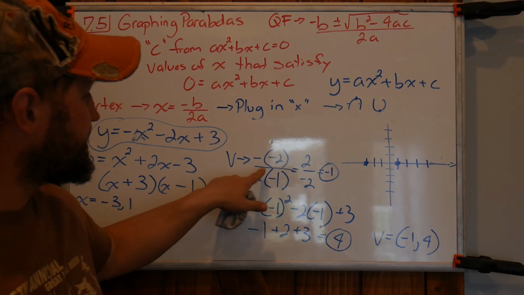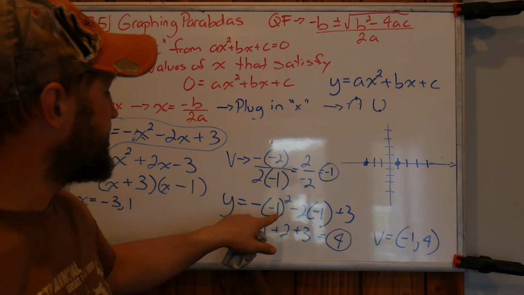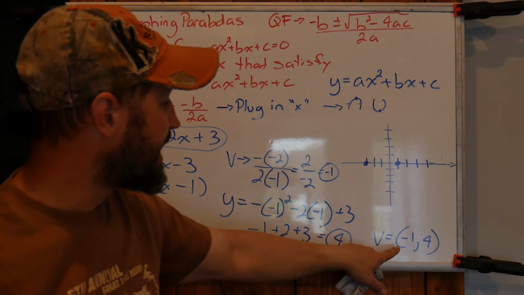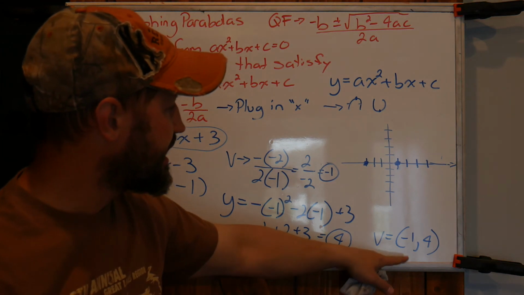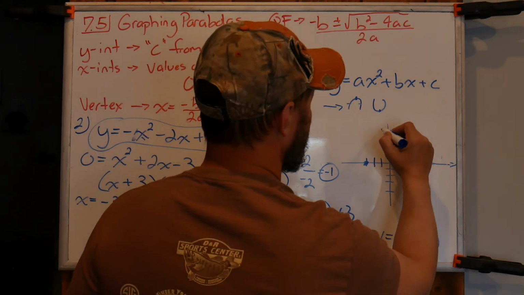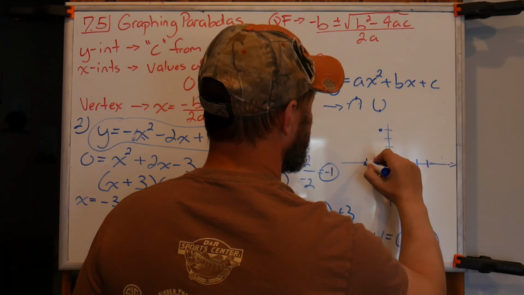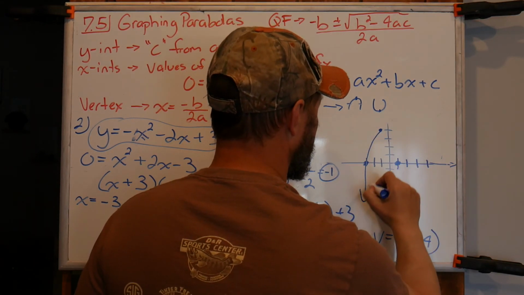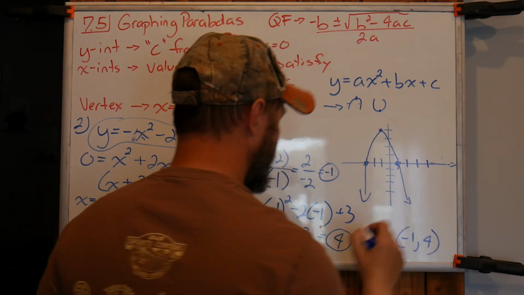When you're solving the vertex, the formula gives you x. You plug that x in to solve for y. So that's my vertex point, negative 1, 4. So I go up to 4, and I can see this parabola opening downward now. Okay.